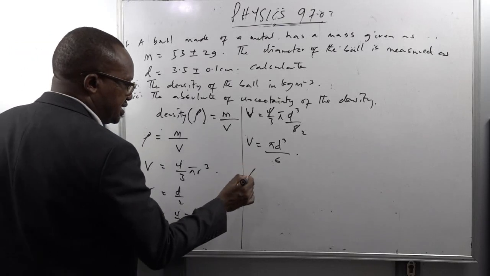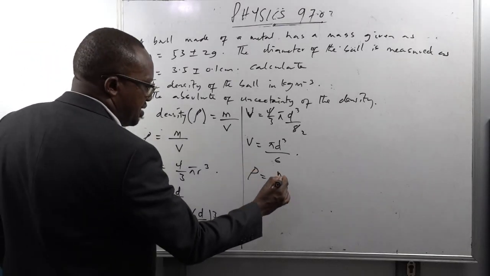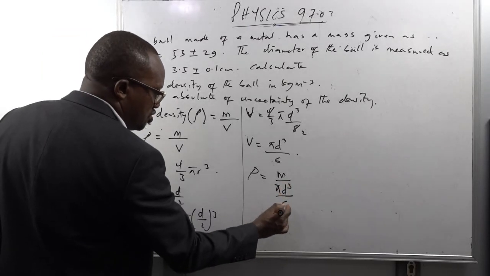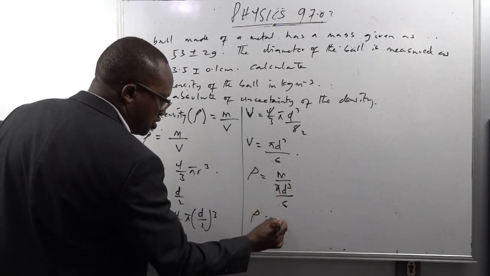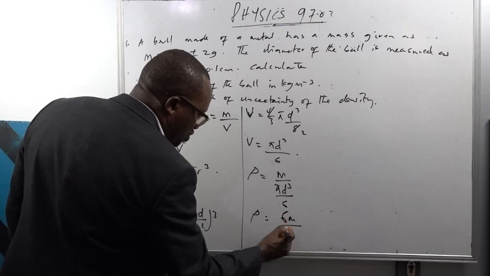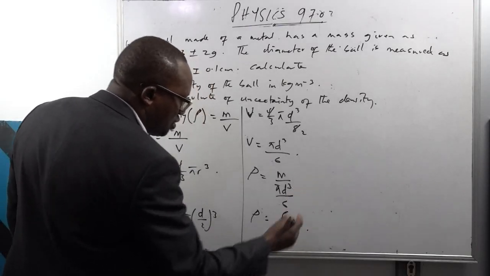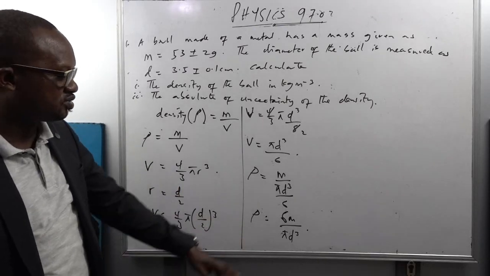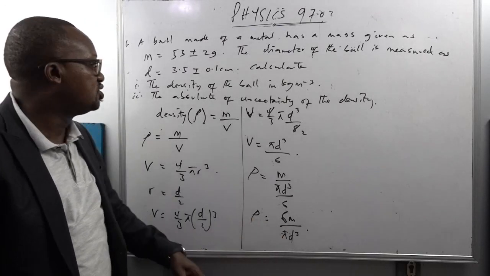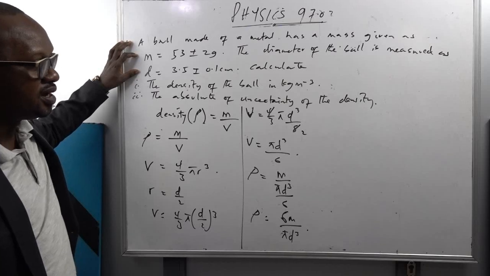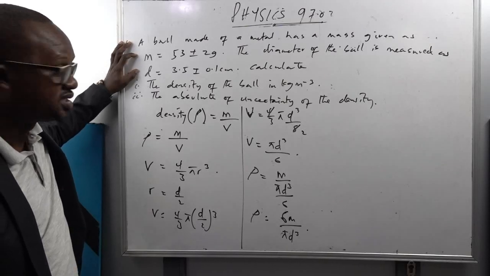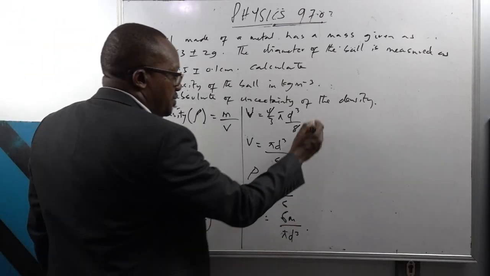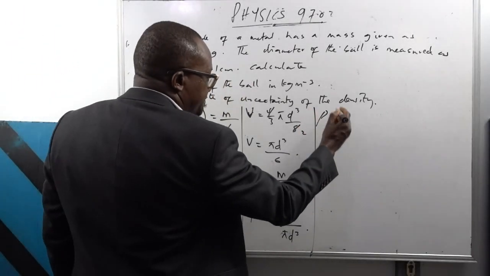So density can now be given as mass over volume. And the volume is given as pi d cube over 6. So the density becomes what? 6m over pi d cube. So here, I have now expressed density in terms of mass and diameter, which are the two given readings. Which means they are the two readings that were measured. Alright? So from there, we can calculate the density.